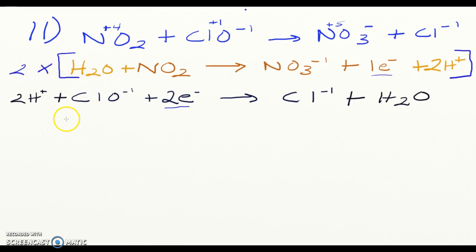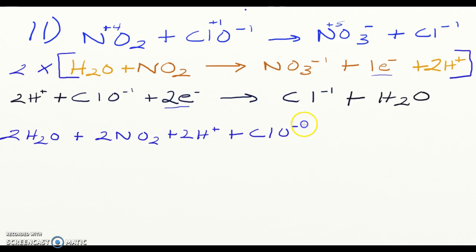So I'm going to generate a whole new equation or reaction, putting everything together. So there's 2 waters, 2 H2O, plus 2 NO2s. Then I go down here to the reduction, and it's plus 2 hydrogens, H pluses, plus ClO minus, plus 2 electrons. All right, there's a lot there. So I'm going to stretch that out.